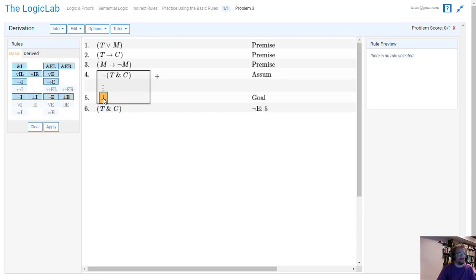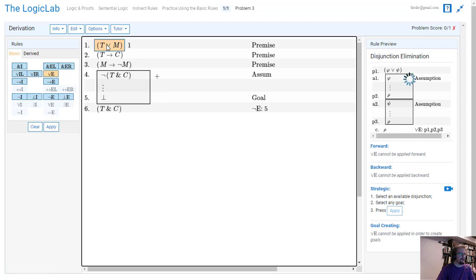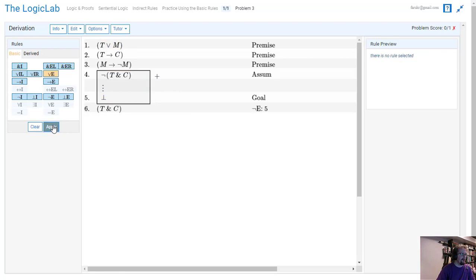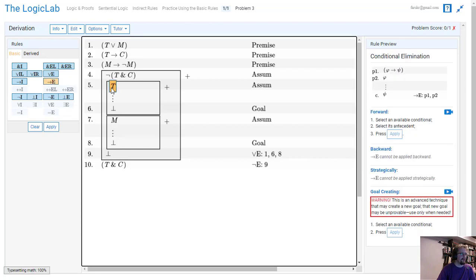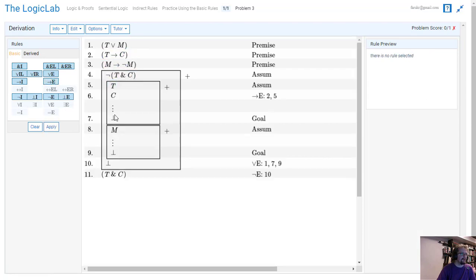Notice that we're always driving down to a falsum. Then inside of here we're going to do a disjunction elimination, driving to a falsum, obviously inside the box. So there we go, we got our two boxes. Conditional elimination, lines 5 and 2 will give me C.